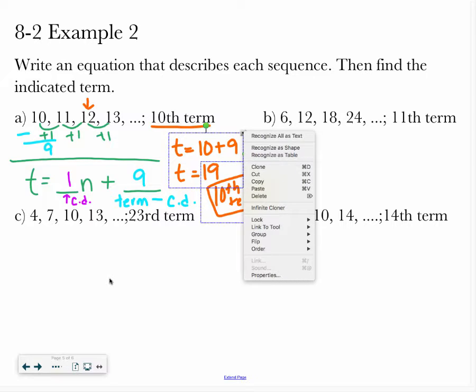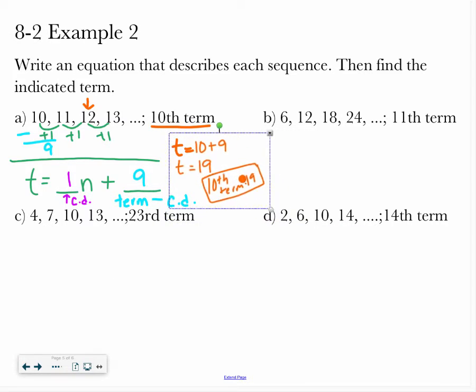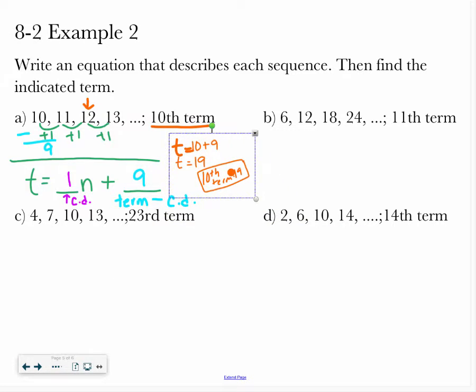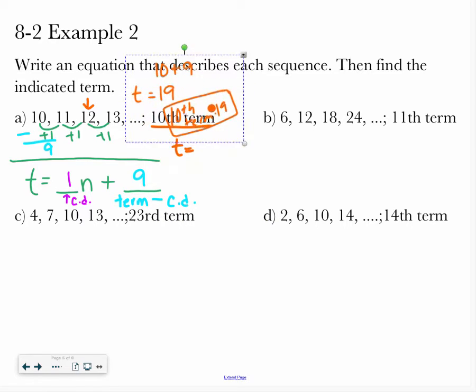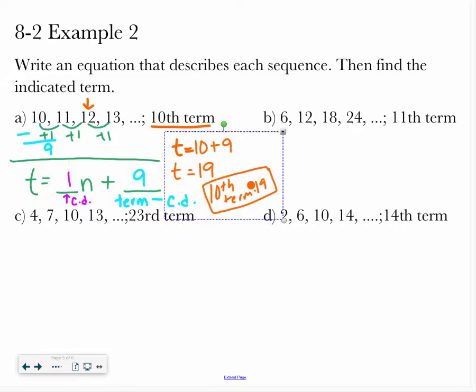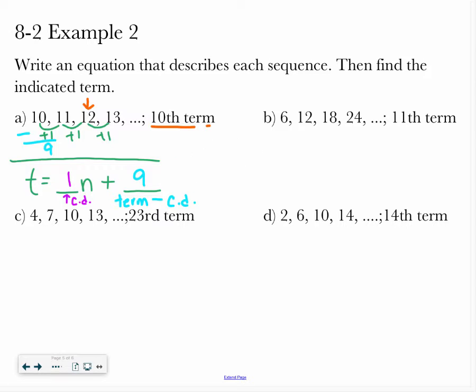Let's take a look at your next example. Oops, that did not shrink down well. I'm going to erase it. Okay, so the 10th term was 19. Let's try that same process with our second one.